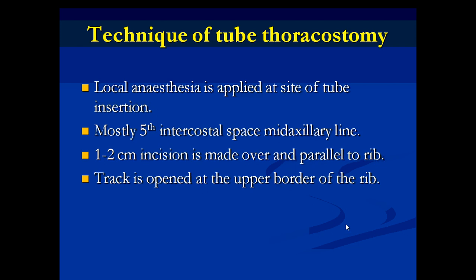In this area, the muscle bulk is the least, so we can insert the chest tube at this area or this triangle. Mostly, the fifth intercostal space, mid-axillary line, is the ideal position for the chest tube insertion. So we give a local anesthesia at this point. We can make a 1 to 2 centimeter incision over and parallel to the rib below. So if you will insert it in the fifth intercostal space, we make a 1 to 2 centimeter incision over and parallel to the sixth rib. Then a track is opened at the upper border of the rib, which is the sixth rib, I mean. So we are now in the fifth intercostal space.